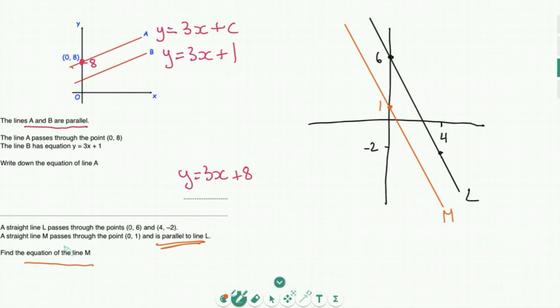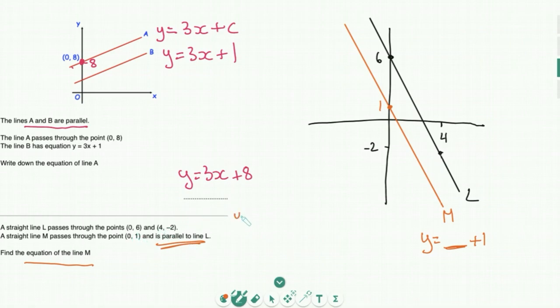Well, if I'm trying to find the equation of line M, it's going to be y equals, well, I don't know what the gradient is, but I know the y-intercept is plus 1. So we've got to find what the gradient is. In order to do this, we should find the gradient of line L first. Once we find the gradient of line L, since they're parallel, line M should have the exact same gradient. So how do we find the gradient of line L?